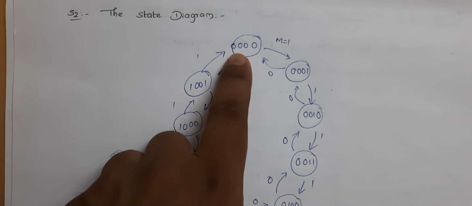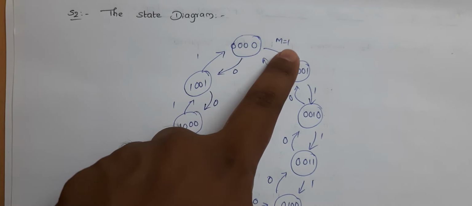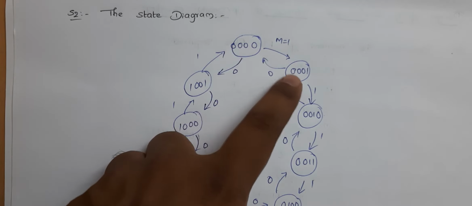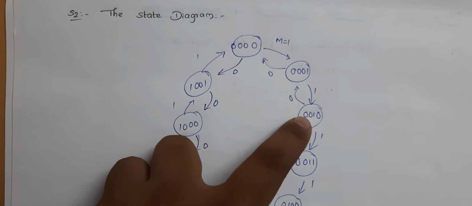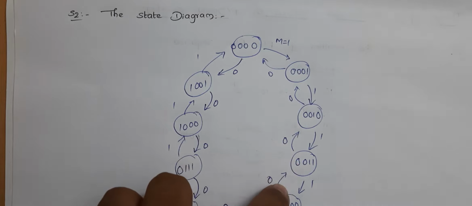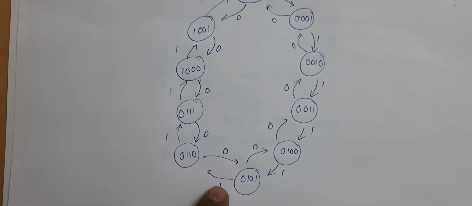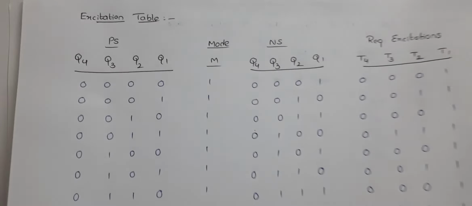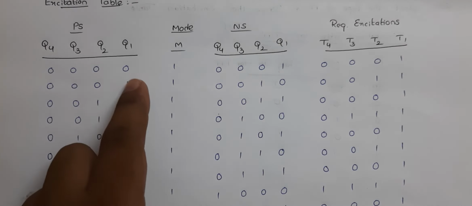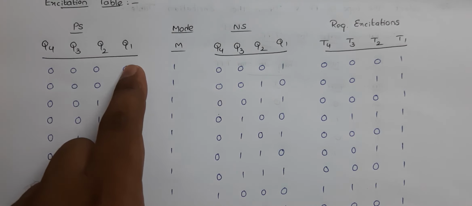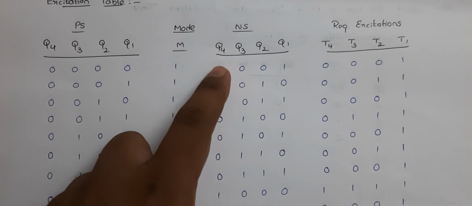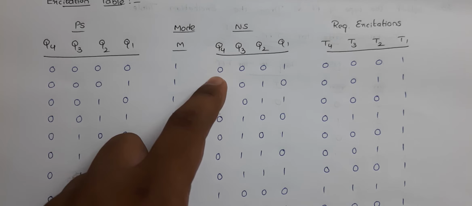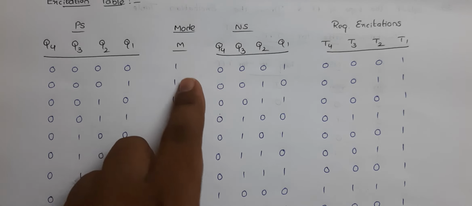See, if the present state is 0 0 0 0, after applying the control signal, when we are operating with m equal to 1, the next state output shifts from 0 to 1, and 1 to 2, 2 to 3, 3 to 4, and 4 to 5, and 5 to 6. Like this way the sequence is in increasing order. So here also the excitation table for modulo 10, if present state is 0, after applying the T inputs, the next state is 0 0 0 1. Okay, and the mode signal is 1.